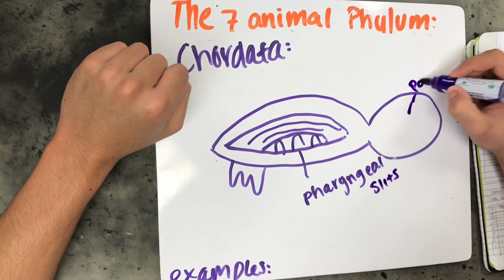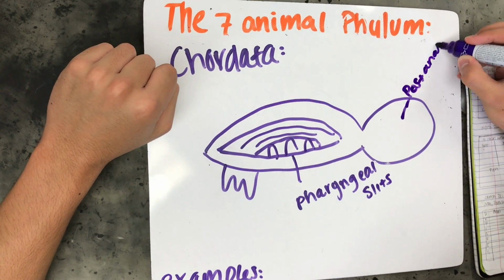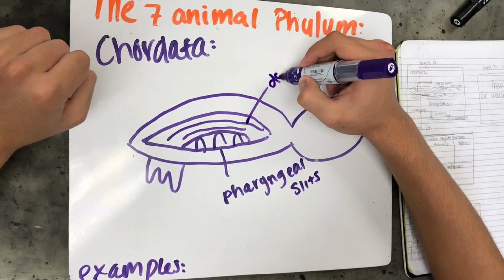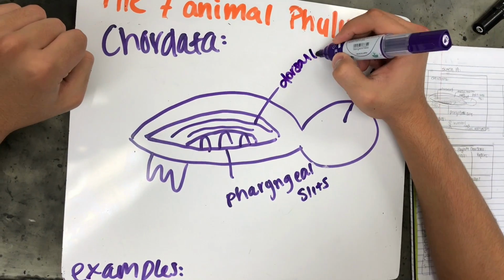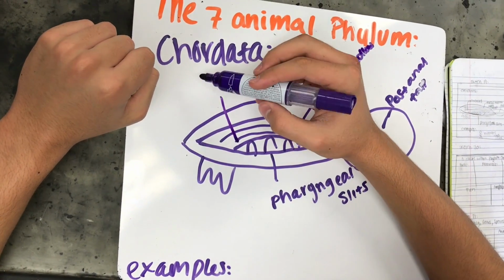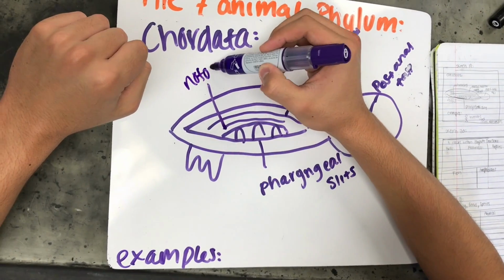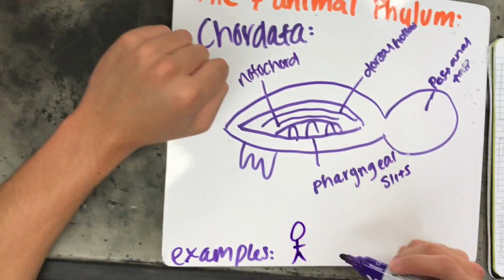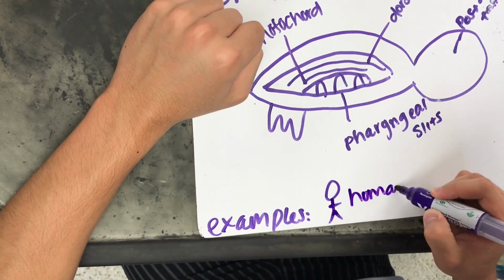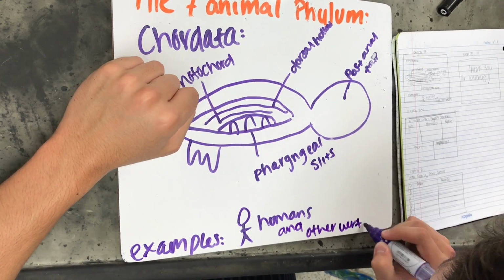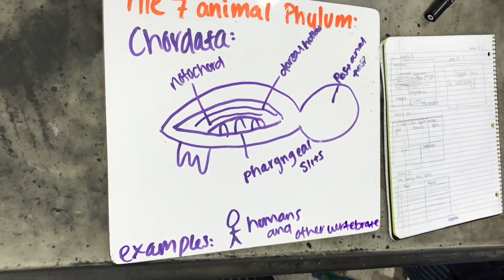A notochord, which is a rod of cartilage supporting the nerve cord, and pharyngeal slits, which are openings connecting the inside of the pharynx, throat, to the outside. They may be used as gills. All chordates have these four features at some stage of their lives, but most vertebrates only in the embryo. Some examples are humans and other vertebrates.